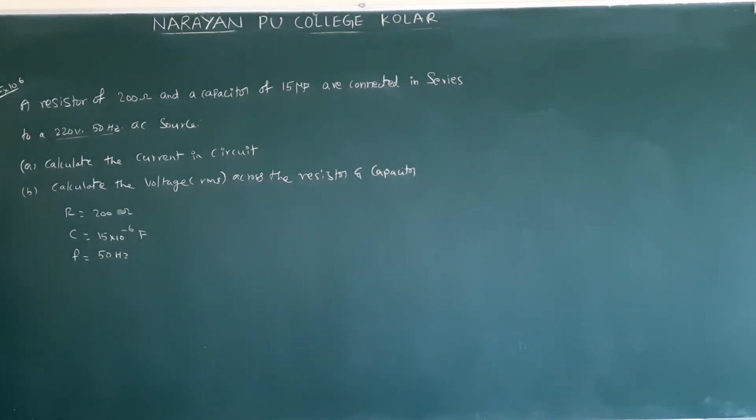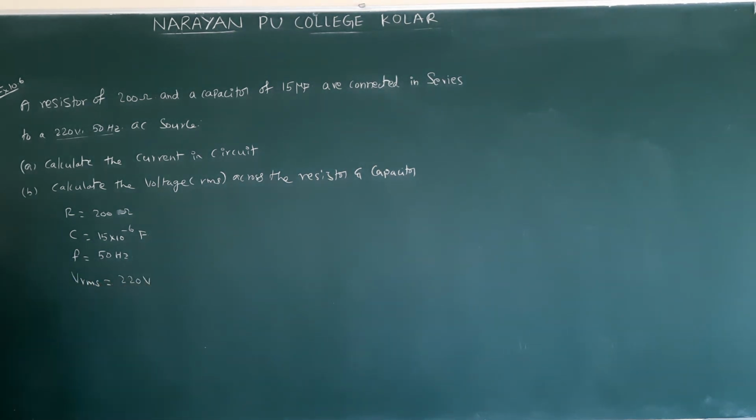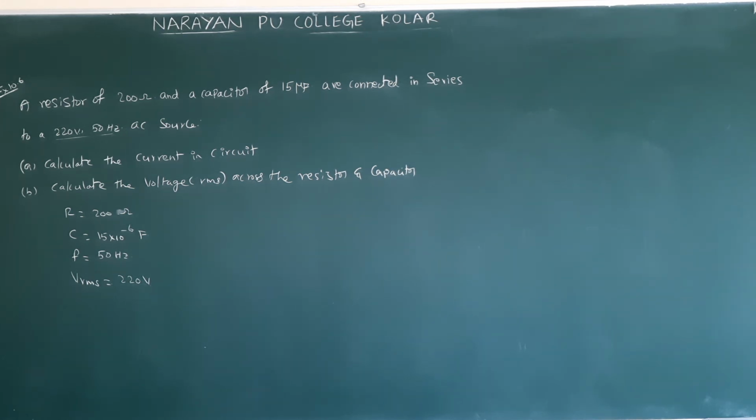I told you already, whenever they give 220 volts, 50 Hz, something like that with a frequency, we should take it as VRMS. VRMS equal to 220 volts. Okay. So they are asking to calculate the current in the circuit. The voltage they already gave as VRMS; I think they asked for the effective voltage. Okay. So VRMS is 220 volts. First we'll calculate the current.